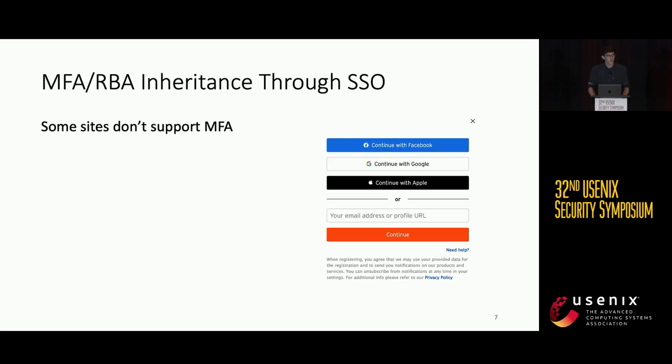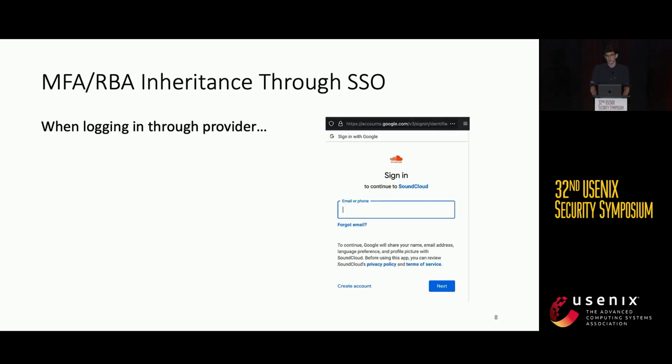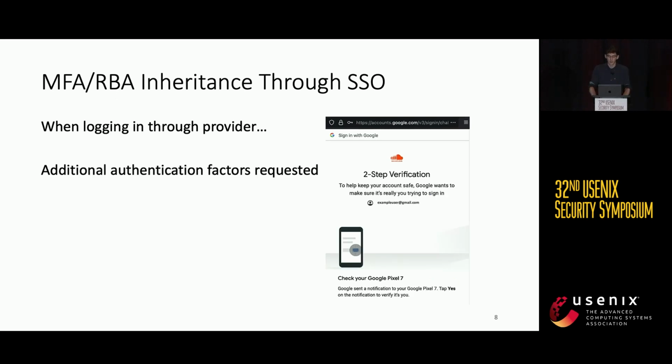And then if sites don't support them, does single sign-on, or SSO, offer some kind of remedy? What I mean by that last point is that if you take a website like SoundCloud here that doesn't presently support MFA, but has 3 SSO providers that do, then if you sign into SoundCloud using one of those providers where you've enabled MFA, there will automatically be a request for additional authentication factors. And so you can think of SoundCloud as effectively inheriting the login security of its provider in this case.